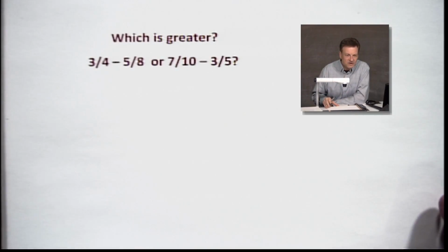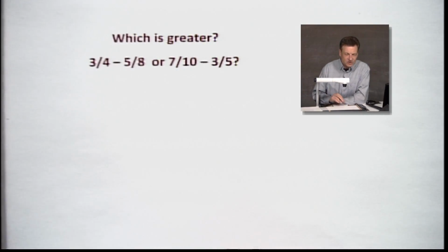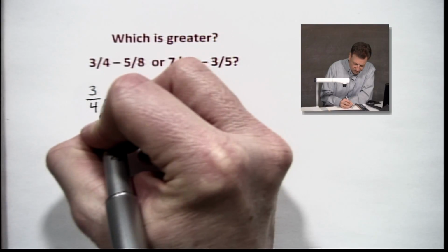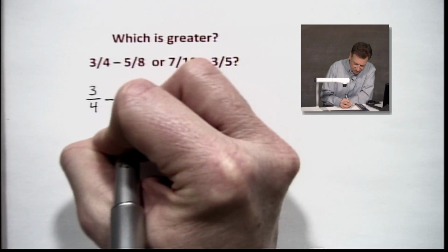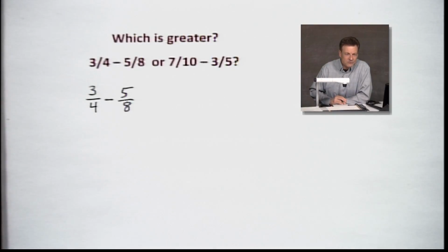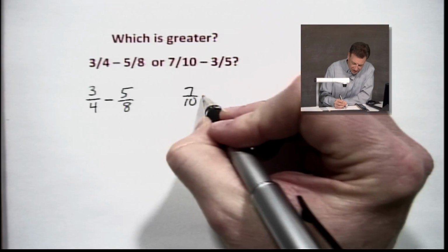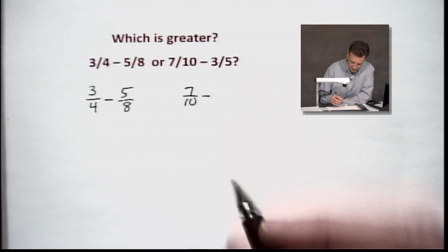So we start off with these two lovely fractions, and I kind of wonder, looking at them, are we going to stay positive or negative? Let's check and see where we are. We've got 3/4 minus that 5/8, which looks pretty random and easy to do. Over here we're going to have 7/10 minus a good old 3/5.